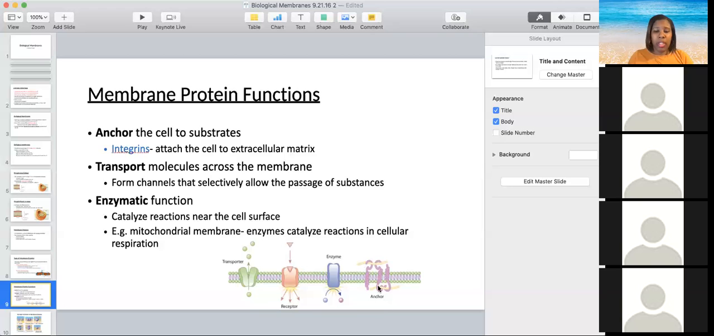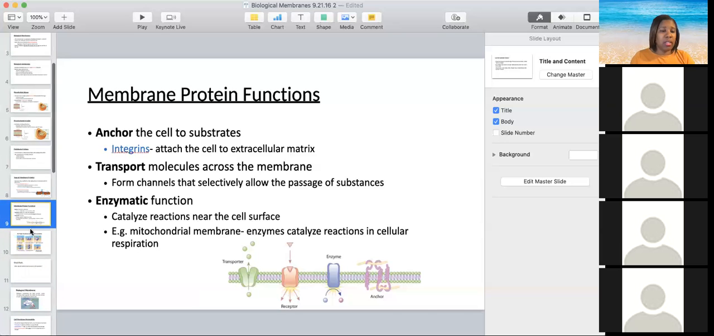And then anchoring. Those proteins in the cell membrane can help to attach and anchor the cell to the ECM, the extracellular matrix. And so all this to say that there are a number of vital roles and functions for the proteins that are embedded in the membrane. So you should definitely come back and take a look at some of those functions.